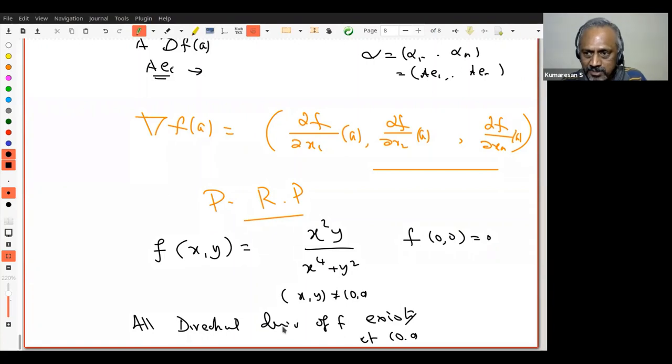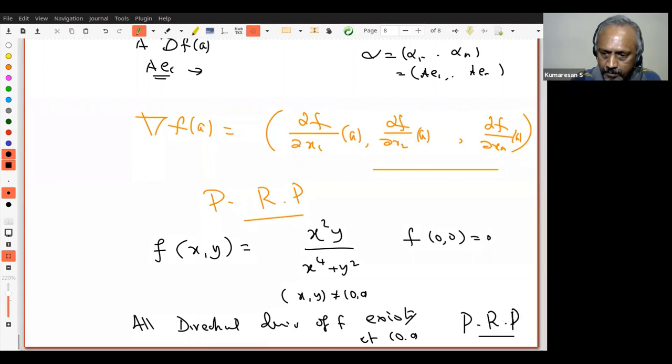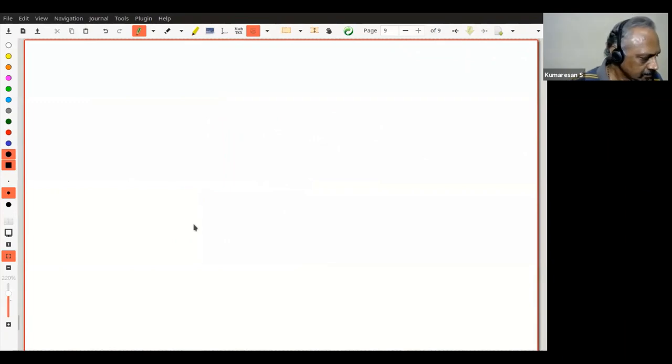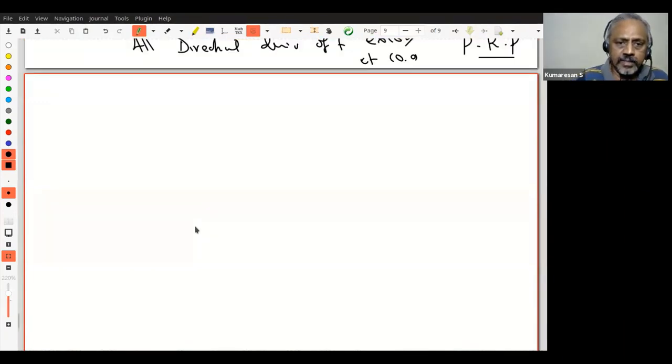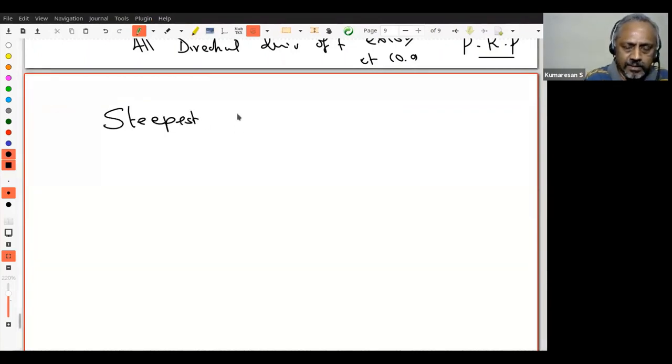But the directional derivative exists. The special case of directional derivatives are partial derivatives. If I take the coordinate direction ei, then that will be the ith partial derivative. Therefore, all partial derivatives will exist. Therefore, I can form this vector, but I should not call it a gradient vector because the function is not continuous and hence not differentiable. I hope all of you understand. Now I can go to what I talked about yesterday, steepest ascent or steepest descent.